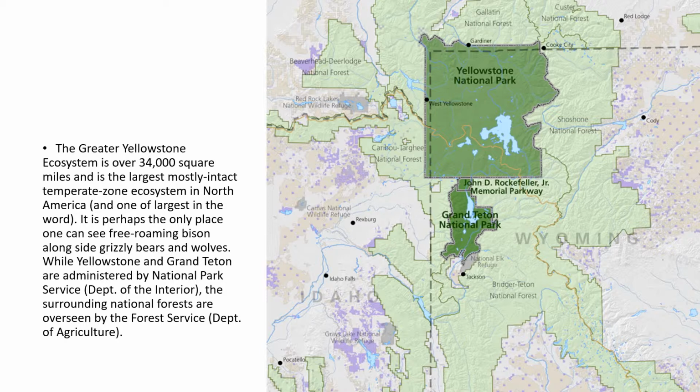And it's probably the only place where you can see free roaming bison alongside grizzly bears and black bears and elk and moose and wolves all in the same place. So one thing that's interesting is this ecosystem represents a partnership between the Department of the Interior, which oversees the National Park Service, and the Department of Agriculture, which oversees the Forest Service. In addition, state agencies and the U.S. Fish and Wildlife Service are involved in administering this massive expanse of ecosystem.